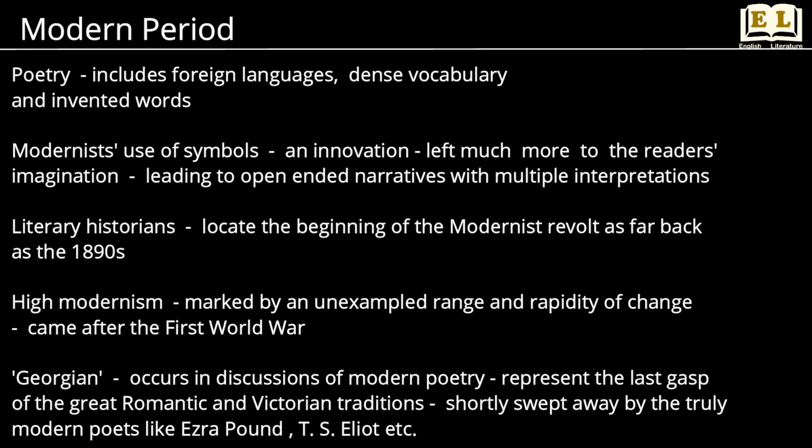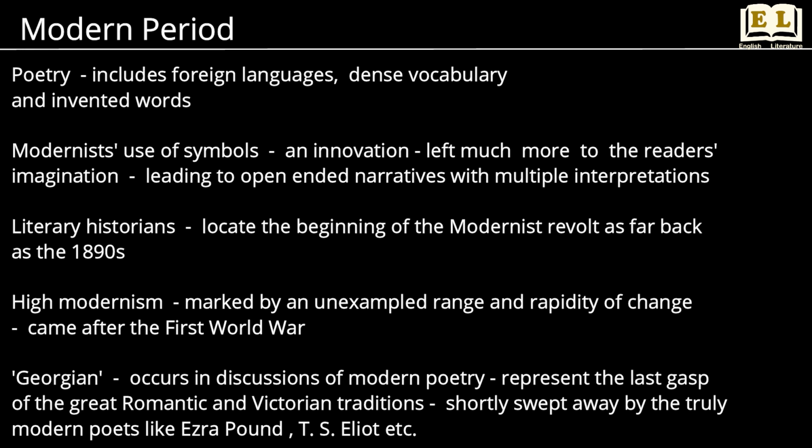Symbolism was not a new concept in literature, but the modernists' particular use of symbols was an innovation. They left much more to the reader's imagination than earlier writers, leading to open-ended narratives with multiple interpretations. Literary historians locate the beginning of the modernist revolt as far back as the 1890s, but most agree that what is called high modernism, marked by an unexampled range and rapidity of change, came after the First World War.